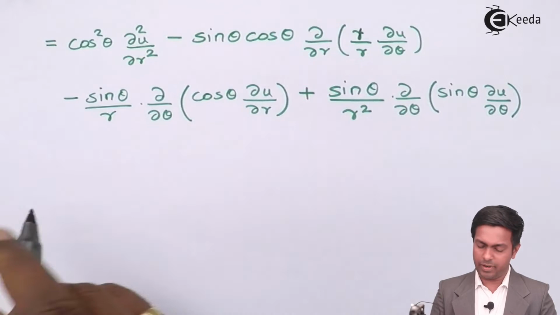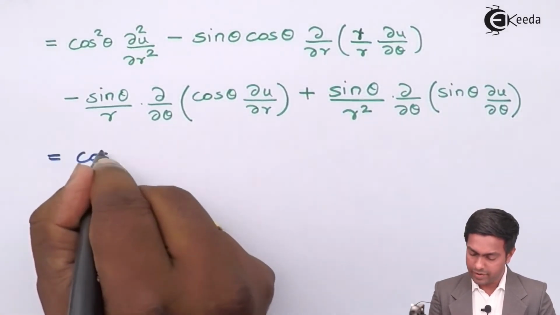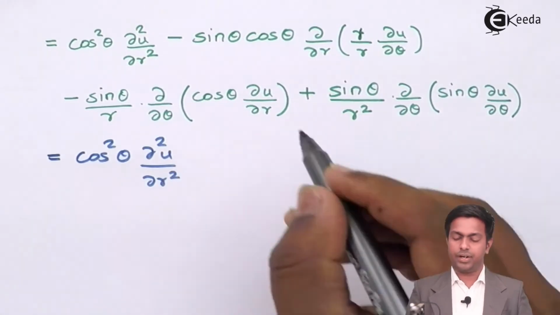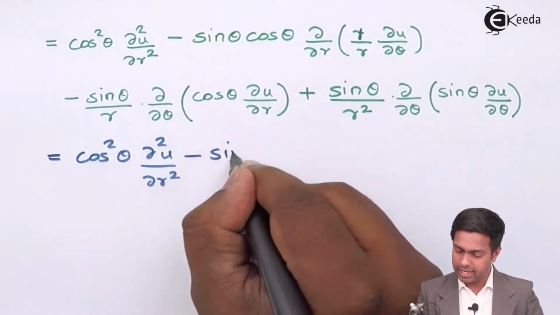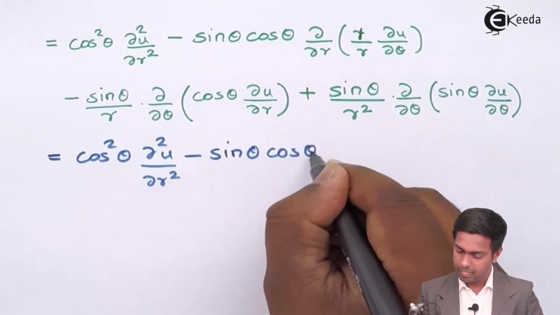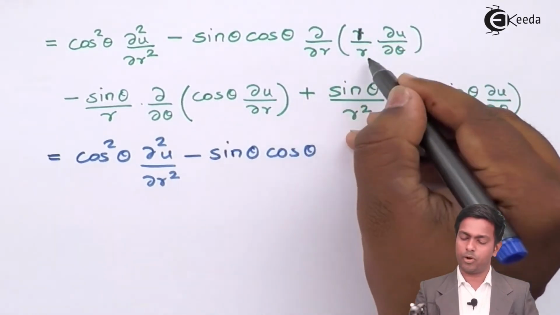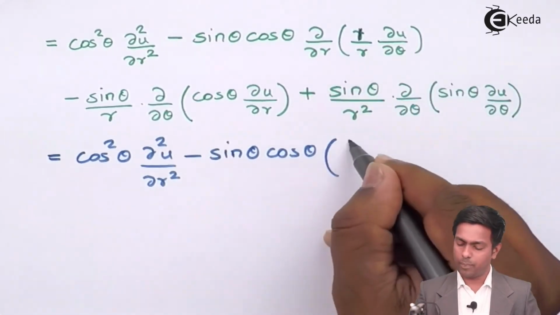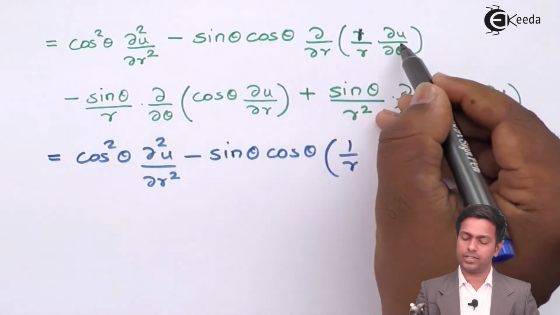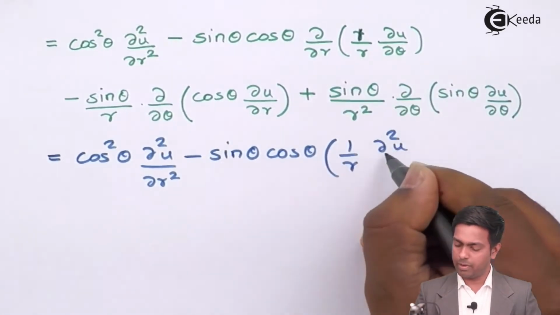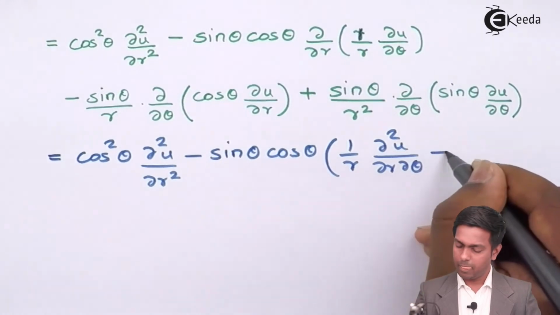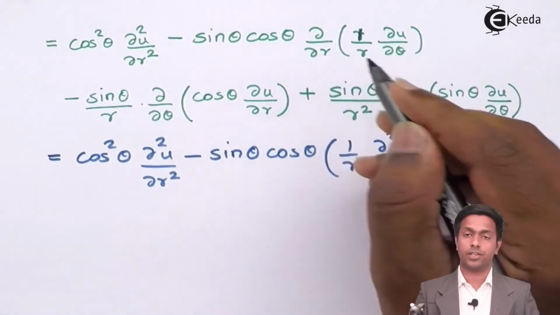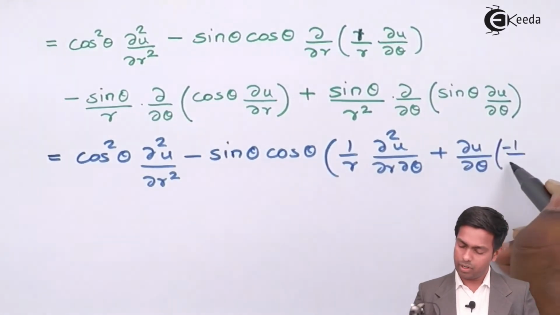So the first term will remain as it is, that is cos square theta del square u by del r square. Here negative sin theta cos theta as it is. Here we'll differentiate these two terms, that is 1 upon r del u by del theta with del by del r. So in the bracket we'll apply the UV rule. So 1 upon r as it is, derivative of this with respect to r is del square u by del r del theta, plus del u by del theta as it is, derivative of 1 upon r with respect to r is negative 1 upon r square.